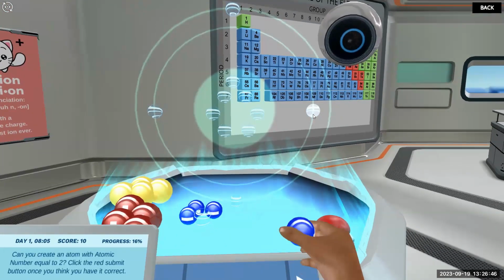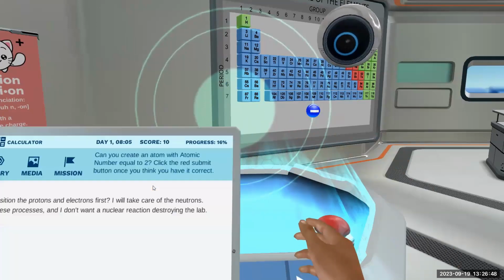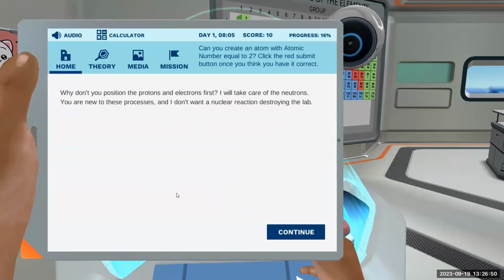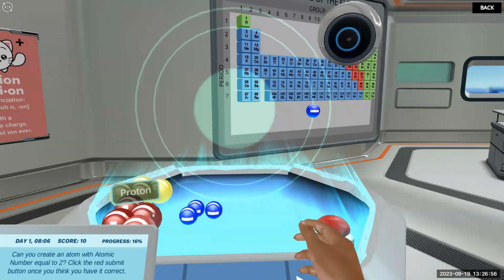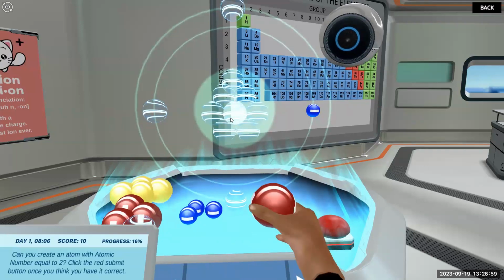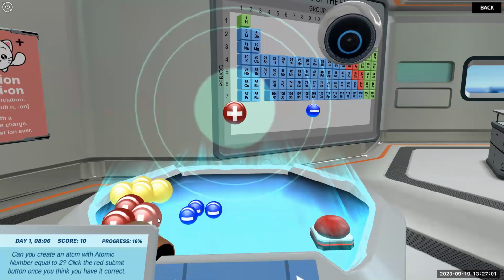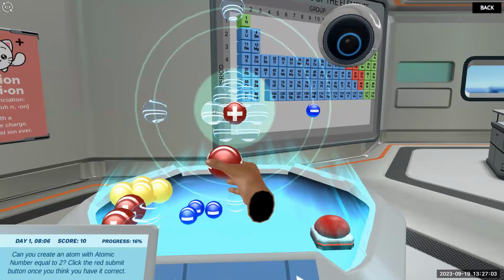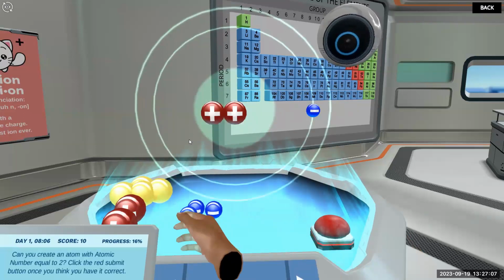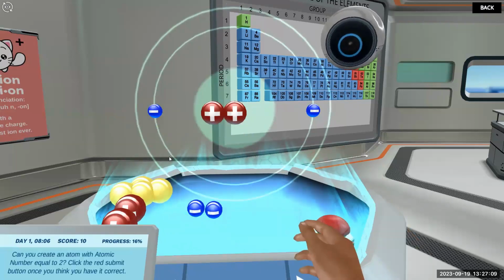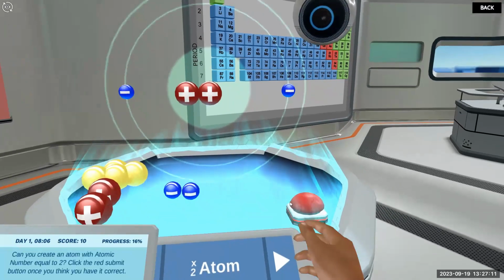Oh, okay. Why don't you position the protons and electrons first? I will take care of the neutron. That's weird. Okay, this thing's a little janky. So, I would have to guess.